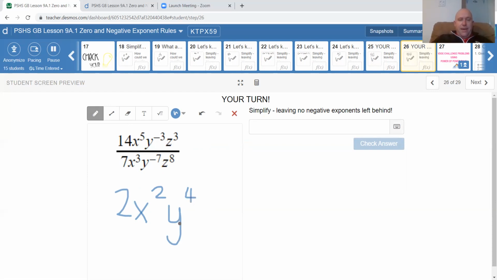And 3 take away 8 is -5. So much like the last one, I'm just going to write the answer on the bottom rather than on the top.